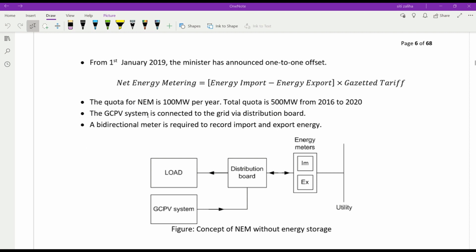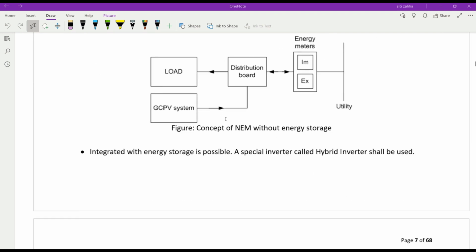So the GCPV system is connected to the grid via DB. So a bidirectional meter is required to record import and export energy. So this is the bidirectional meter, energy meter, we have import and export. So this one is connected to the distribution board. Okay. And the load and the GCPV system. So this is the concept of NEM without energy storage.